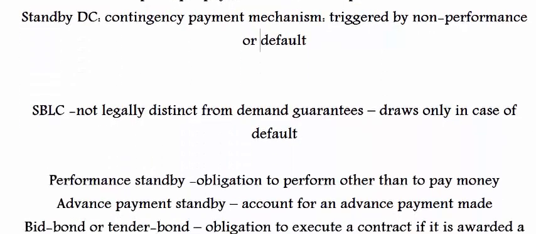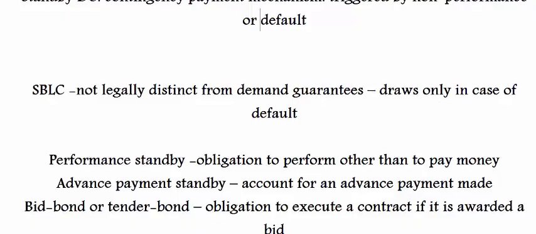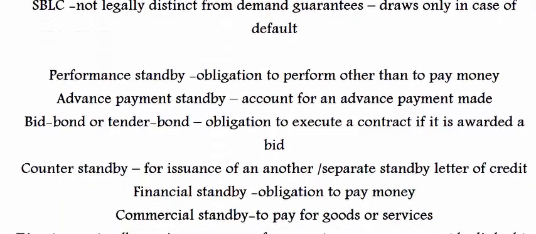What is an SBLC? The standby letter of credit is not legally distinct from demand guarantees. So technically, when we say the beneficiary of the standby LC will claim if and only if the applicant does not perform, it means it is nothing but a demand guarantee. So the drawing happens only in case of a default. So why do we have a standby LC when demand guarantees are already there?